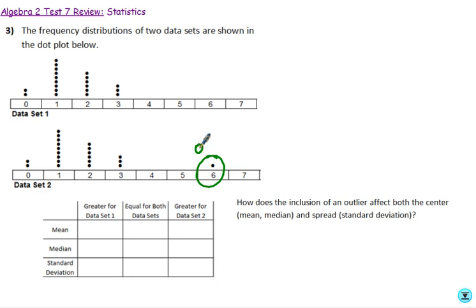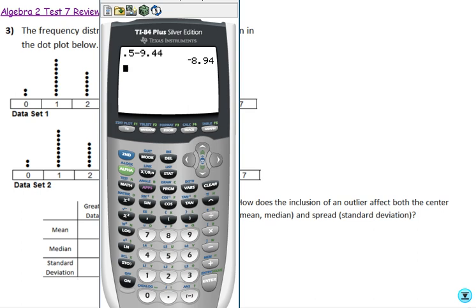So remember in that last problem we said that an outlier is a point that lies outside of the rest of the data points, or one that is far away from the rest of the data points. So it's identical except for this one has an outlier. And then what the question is asking is, how does that change the numbers? Well, the only way for us to do that would just be to throw the numbers in the calculator and then let's do a comparison.